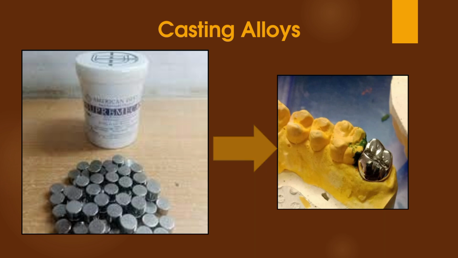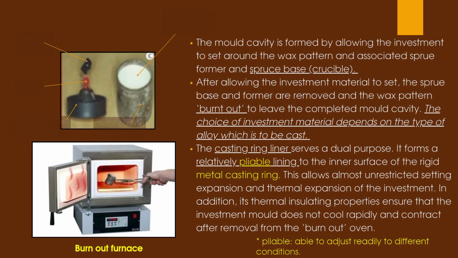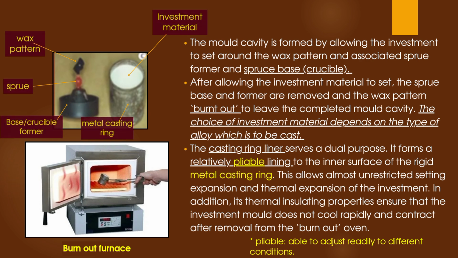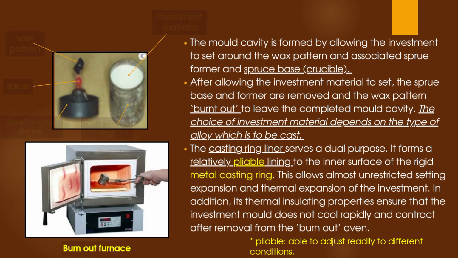So back to the process. The mold cavity is formed by allowing the investment to set around the wax pattern and associated sprue former and sprue space. After allowing the investment material to set, the sprue base and former are removed and the wax pattern is burnt out to leave the completed mold cavity. The choice of investment material depends on the type of alloy which is to be cast.